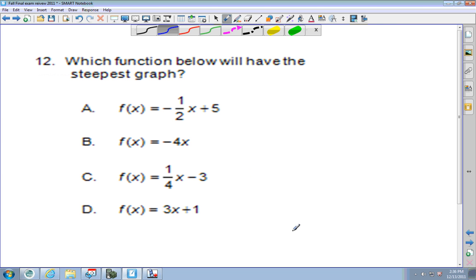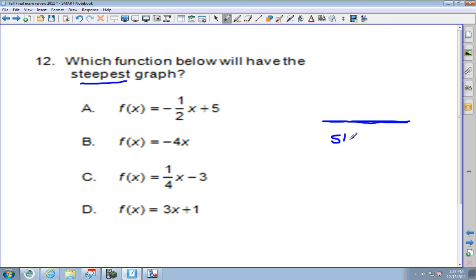Next, it says which function below will have the steepest graph? Well, what makes something steep? Steep is when it's more up and down. So when it's flat, when it's less steep, let's talk about this. A horizontal line has a slope of 0. The steeper it gets, it moves away from 0.